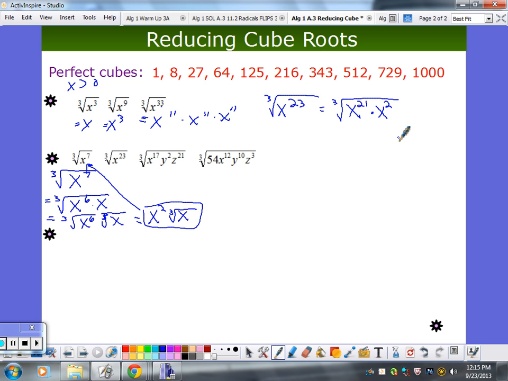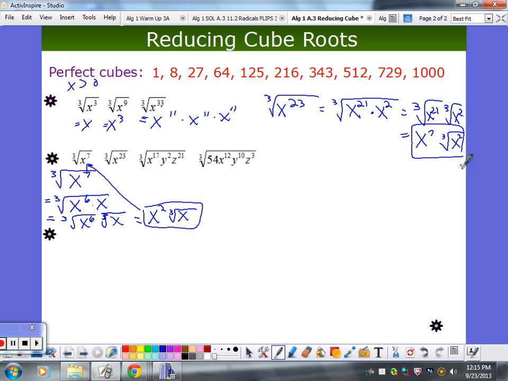Now remember, under here it has to equal x to the 23rd. Times x squared, because is this the same as x to the 23rd? Do I have 23 factors of x there? Yes. Okay, let's break it apart. Cube root of x to the 21st power is x to the 7th, just divide it by 3. Can I do anything with this x squared? No, there are no perfect cubes in there. There's 2, less than 3. I'm done.